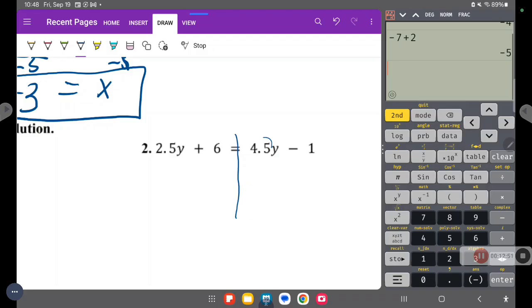You have to flip the sign. So right now, what sign is the 4.5? So the flip, or the opposite of that, is to subtract it. The whole reason for subtracting it is so that it's no longer on this side. Okay? So it's no longer on that side.